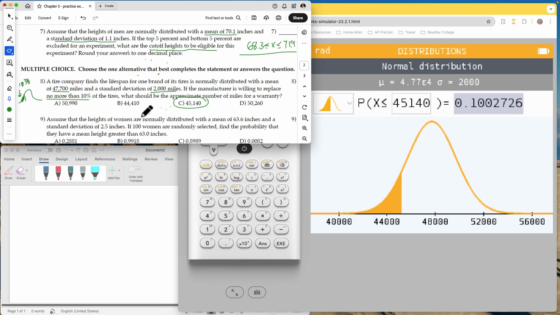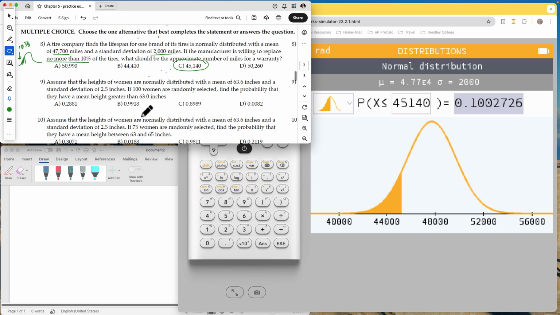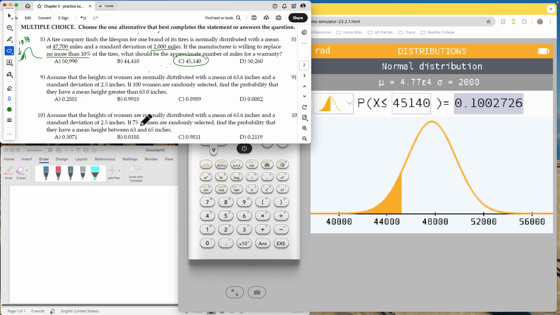Okay, thought it might. Assume that the heights of women are normally distributed with a mean of 63.6. Getting their data from different places. Standard deviation, so remember, those are the two values we need. If 100 women are randomly selected, so we're doing a sampling here, right? We're randomly selecting. So find the probability that they have a mean height greater than 63 inches. And so this is referring to the sample.